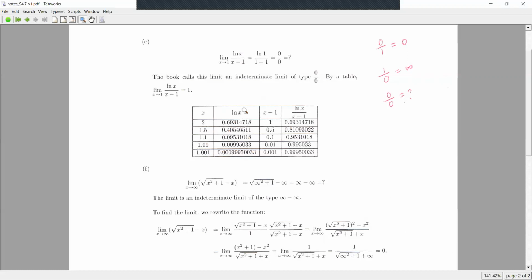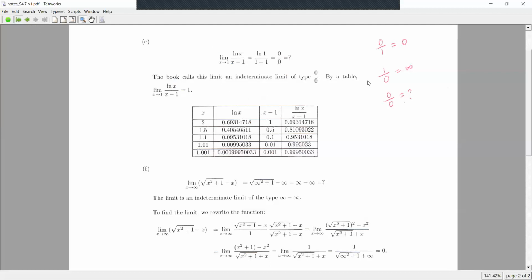Then when x approaches 1, the numerator, natural log of x, will approach 0. See, the top here is 0. x minus 1 will approach 0. Yeah, the denominator is 0 here. But the ratio, the function, will approach the number 1. So the conclusion is when x approaches 1, this function approaches 1. This is D, okay, D.